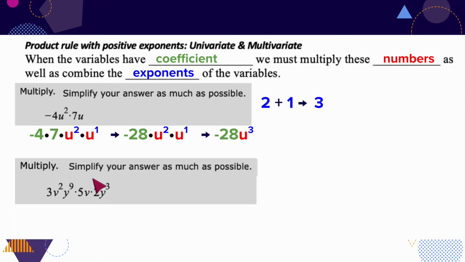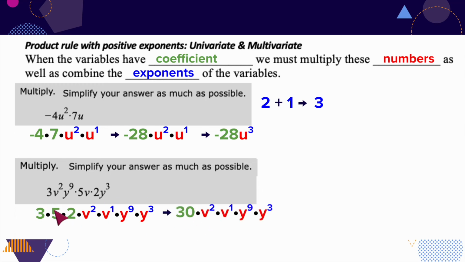All right, the next one, again, simplify as much as possible. Now I have 3, 5, and 2 for my coefficients, and I have v showing up twice, and y showing up twice. So I'm regrouping them. In the first one I regrouped coefficients first and then the variables. In this one, I'm going to regroup coefficients, then the v's, and then the y's so that it's very easy to see which ones I'm going to be combining. So 3 times 5 times 2 gets me 30. I could go 15 times 2 is 30, or 10 times 3, or 6 times 5. You can multiply in any order you would like.